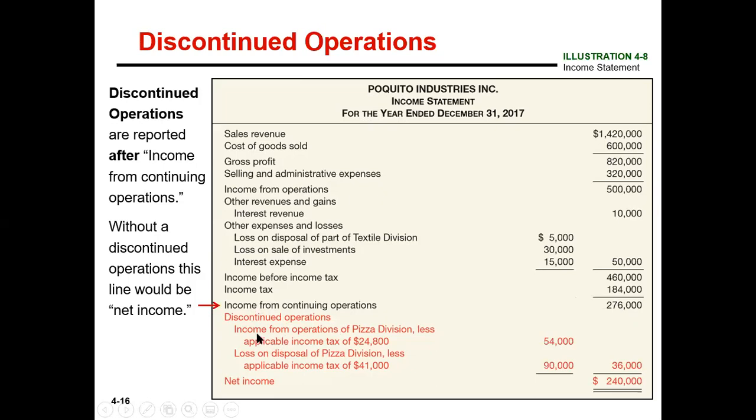And again, it's showing us income from operations of pizza division less applicable income tax of 24,800, loss on disposal of pizza division less applicable income tax of 41,000. So overall, we've got income here, and then we've got loss here. The difference between those two is a $36,000 loss. So that reduces net income to 240,000.